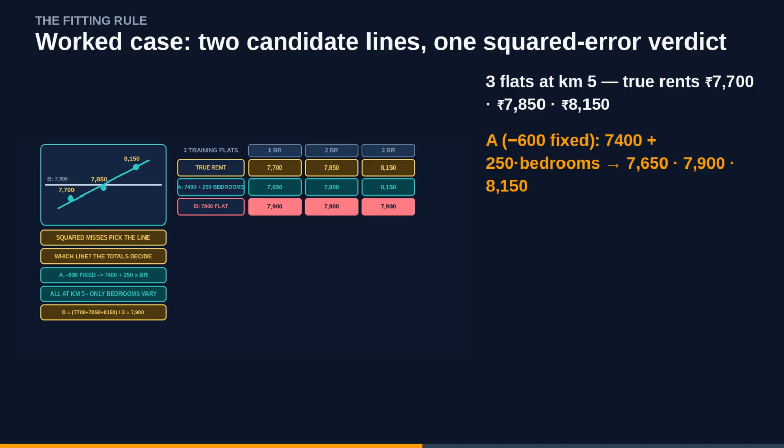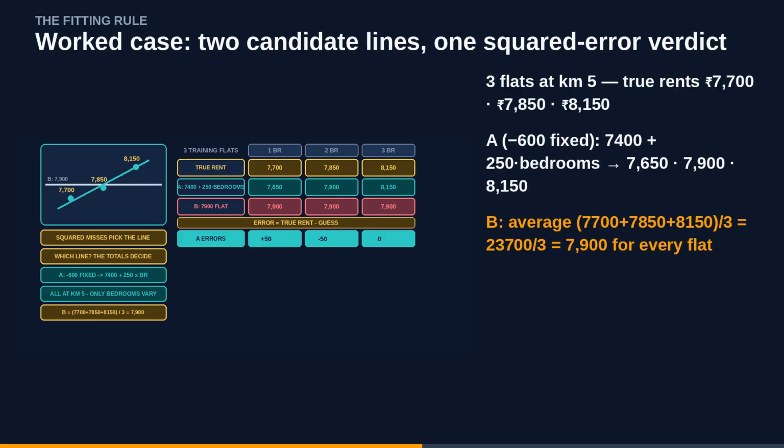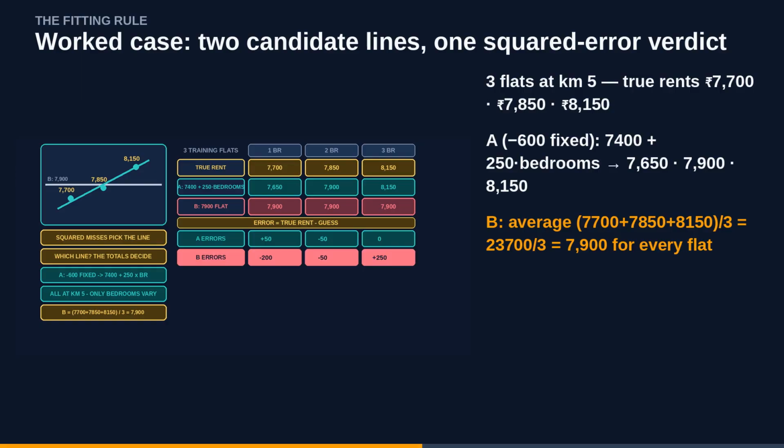Each flat's error is true rent minus guess, positive when the guess is too low. Candidate A, plus 50, minus 50, 0. Candidate B, minus 200, minus 50, plus 250. Try the naive score first, just add the errors.